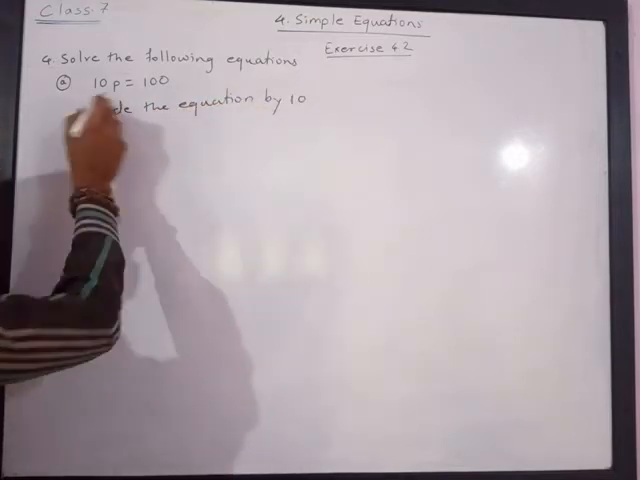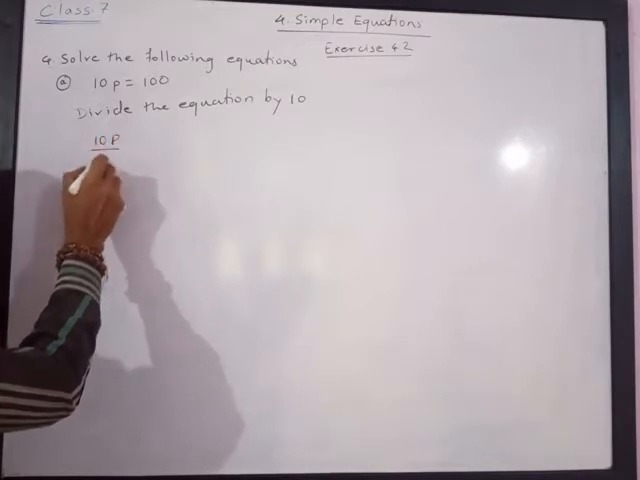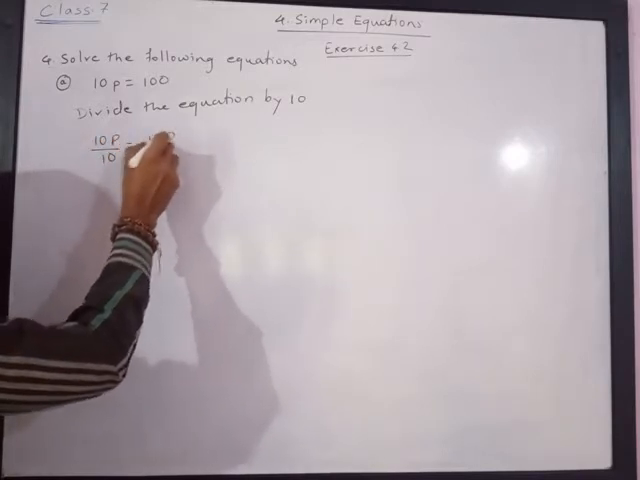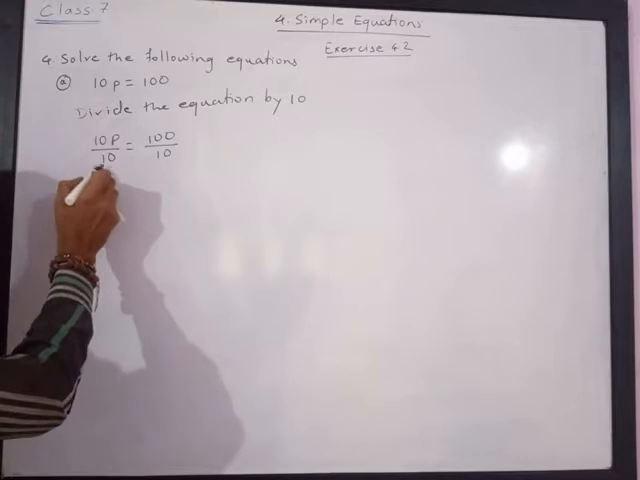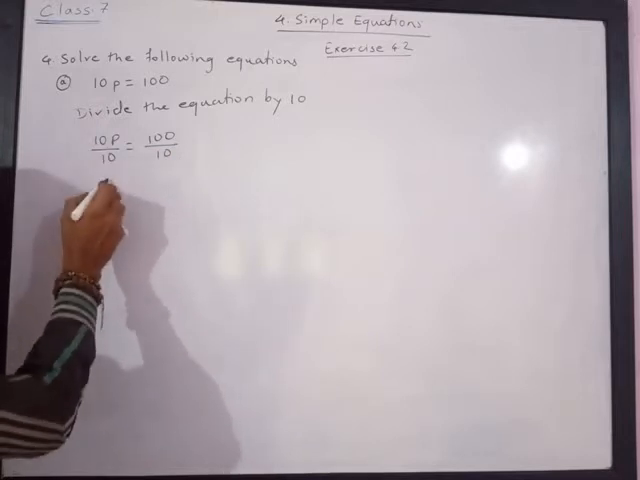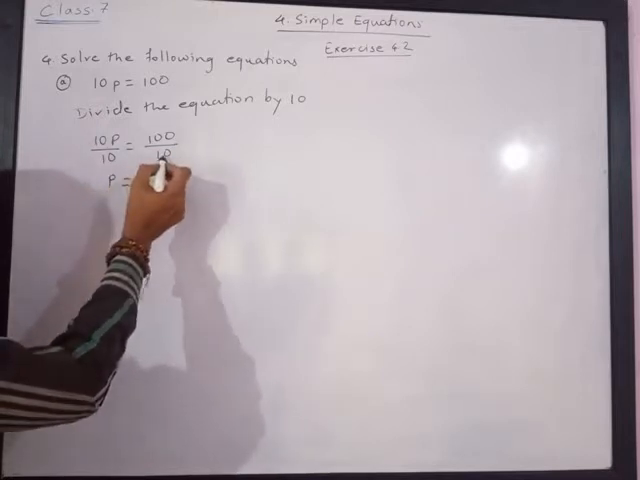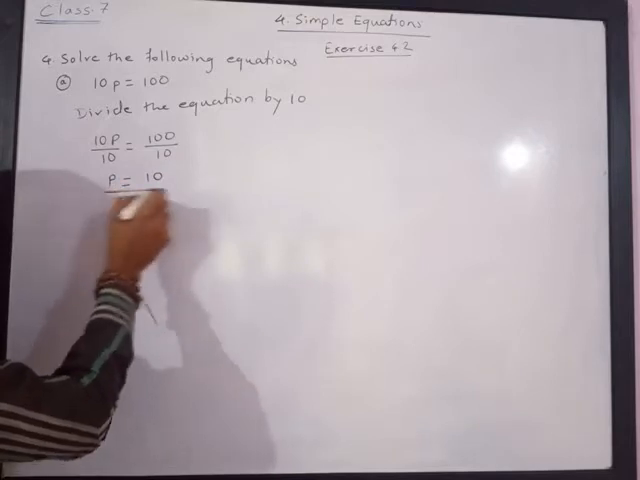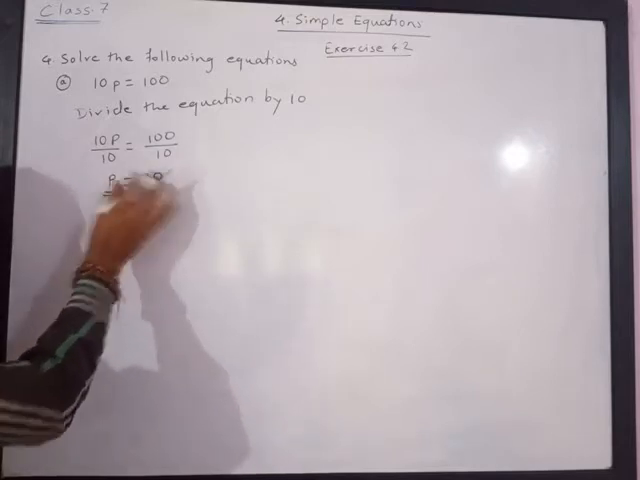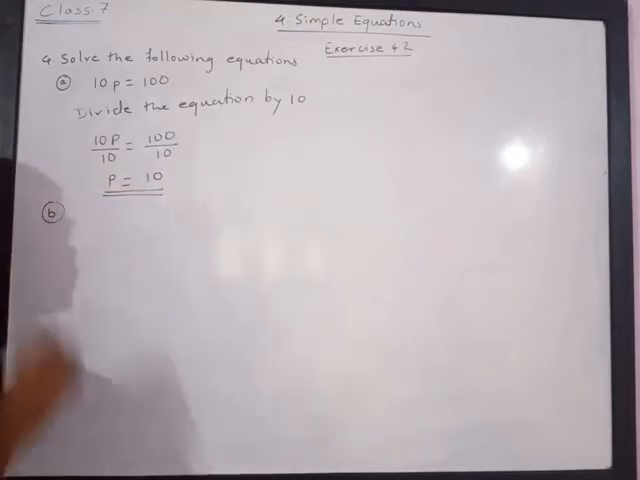So you will get 10p upon 10 is equal to 100 upon 10. Now 10 divided by 10 is 1, so 1 times p becomes p. Now 100 divided by 10 is 10. So you will get p = 10. Now the second question.